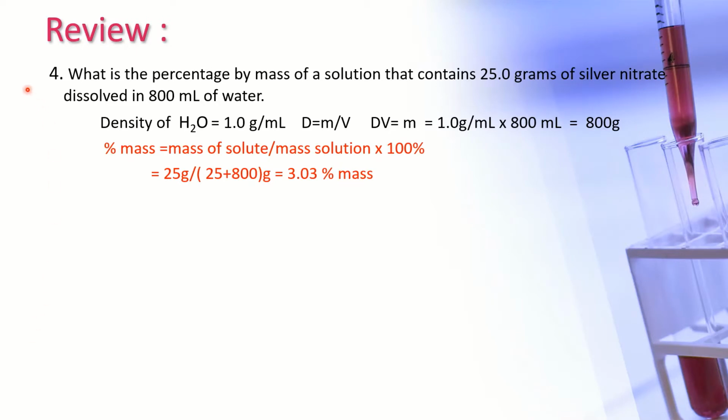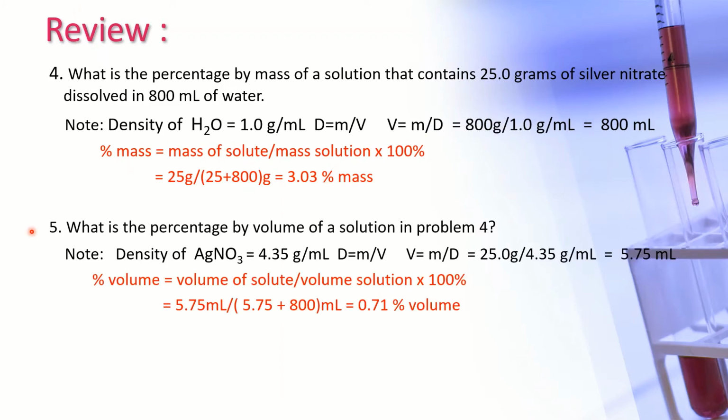Number 4. What is the percentage by mass of a solution that contains 25 grams of silver nitrate dissolved in 800 ml of water? The density of water is equal to 1 gram per ml. So the mass is equal to 800 grams. Percentage by mass is equal to mass of solute over mass of solution times 100, which is equal to 25 grams over 25 plus 800 grams, which is equal to 3.03 percent by mass.